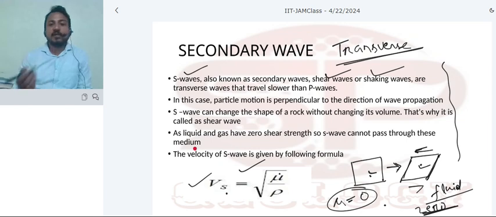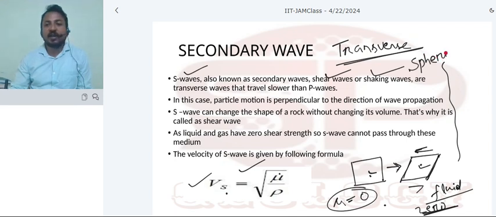These are two body waves. So these two waves have spherical wavefront. Meaning both body waves, P wave and S wave, have spherical wavefront.